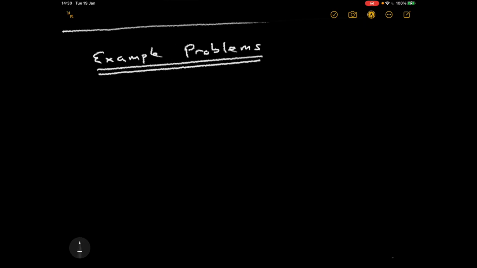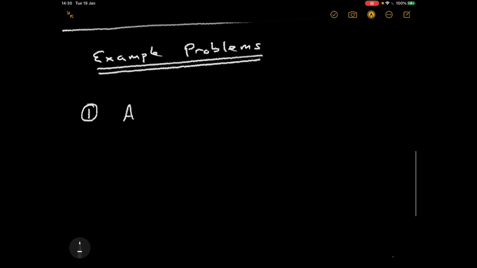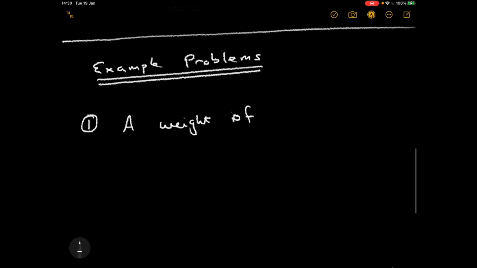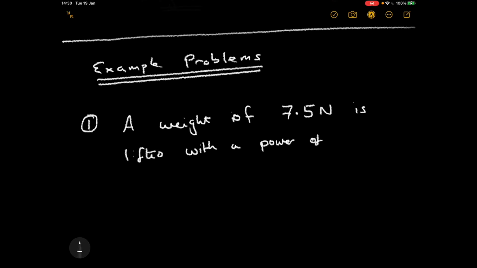So let's deal with some example problems. We'll keep them fairly straightforward. So number 1, let's deal with a weight of, let's say, 7.5 newtons, is lifted with a power of, let's say, 30 watts for, let's say, 17 seconds. How high is it?